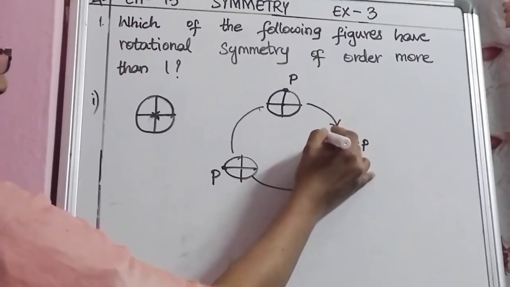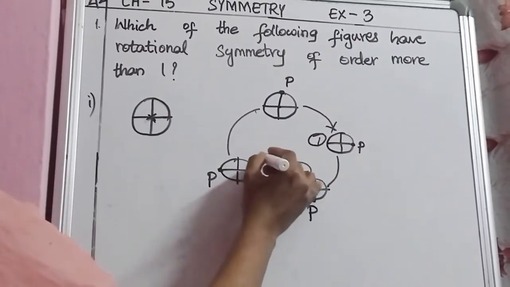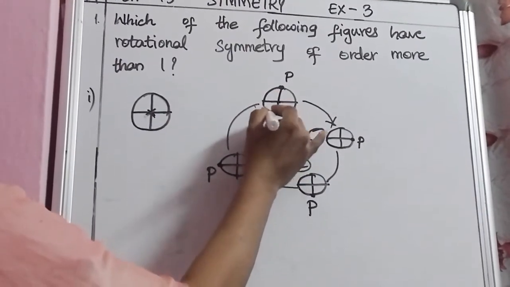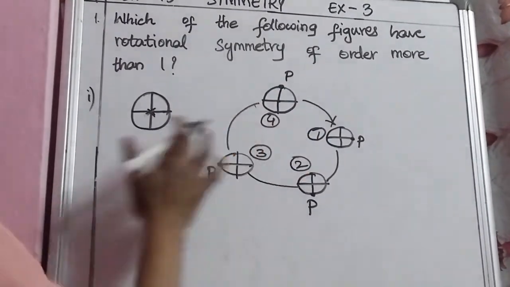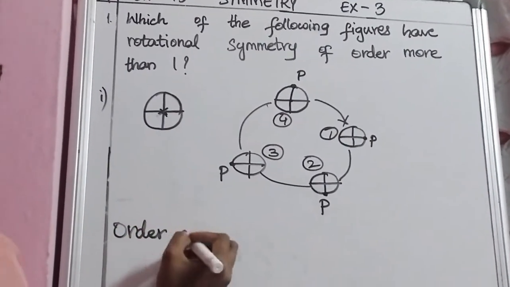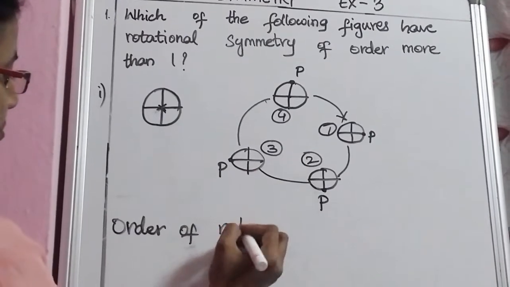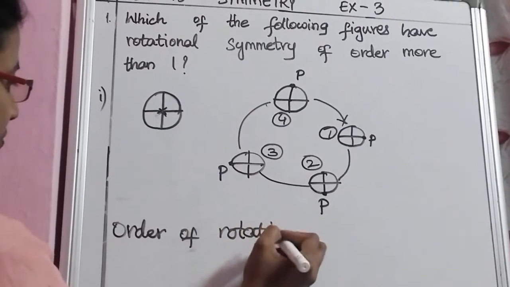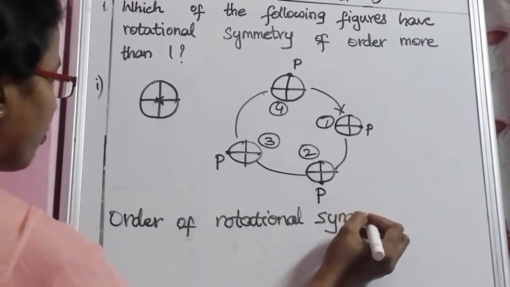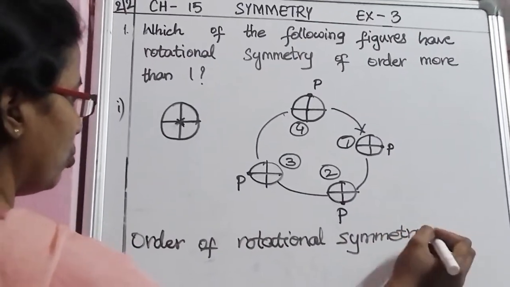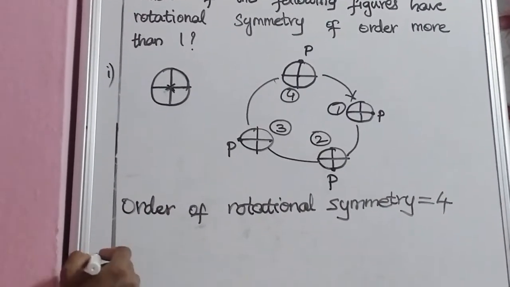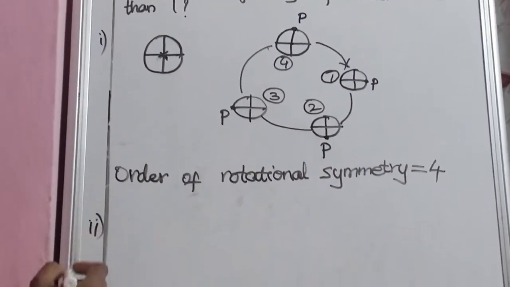Let's start counting. 1, 2, 3, and this is 360 degrees, so 4. So the order of rotational symmetry for this particular shape is equal to 4. Understood this? Now let us do the second one.